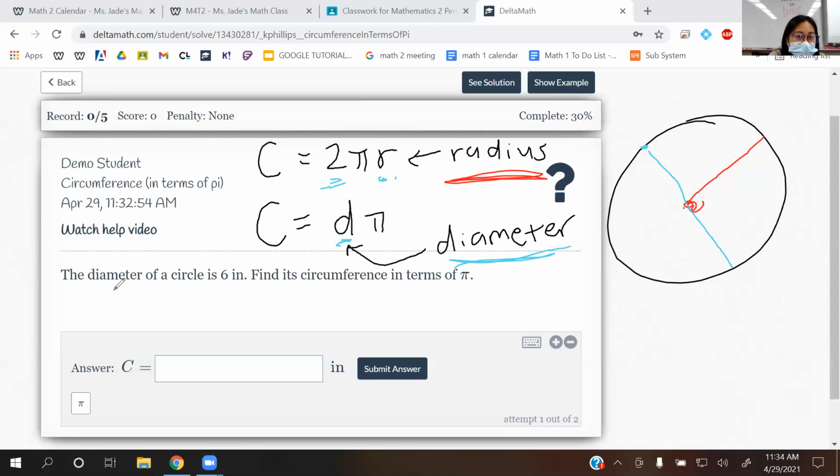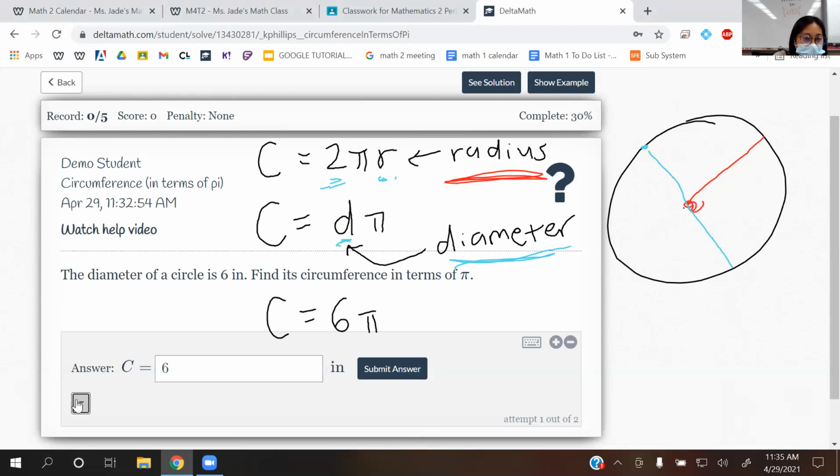So here we have the diameter of a circle is 6 inches. Find its circumference in terms of pi. So literally just circumference is equal to diameter times pi. So I guess I could write it out. We're going to use this formula. Circumference is equal to the diameter, which is 6, times pi. And then you just write 6 pi.